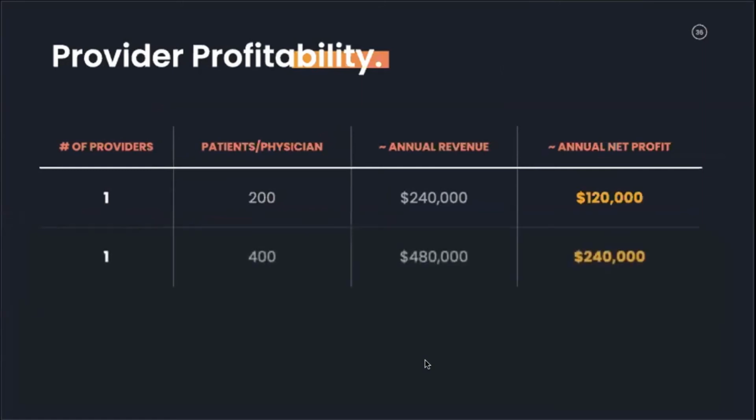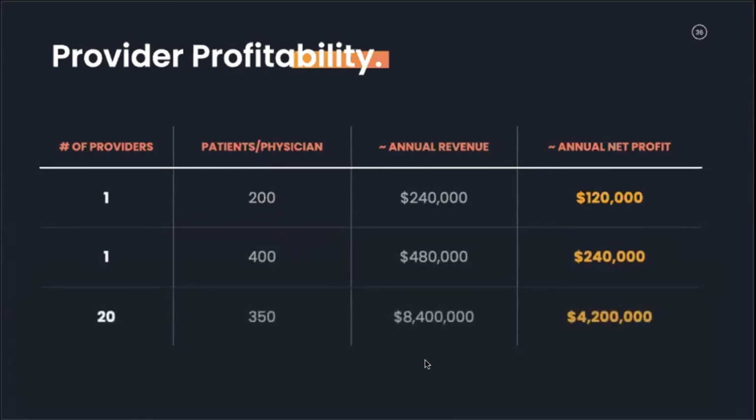At the higher end at 400, it's almost $500,000 in revenue and $240,000. Specialists such as cardiologists, endocrinologists, pulmonologists, nephrology, those types of specialties have higher numbers of patients who qualify, so they can bring in even more in terms of revenue.